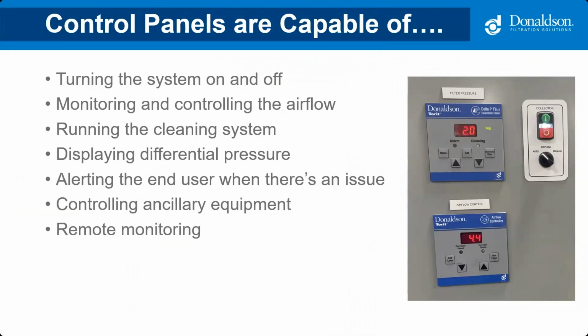Electrical controls are capable of turning the system on and off, monitoring and controlling airflow, running the cleaning system, displaying differential pressure, which is important to help understand the condition of the filters, alerting the end user when there's an issue, such as when it's time to change out the filters or empty a dustbin, controlling ancillary equipment, such as explosion mitigation devices, and remote monitoring of the system. Because they can be quite complex, specifying the best electrical control panel for your customer can be complicated.